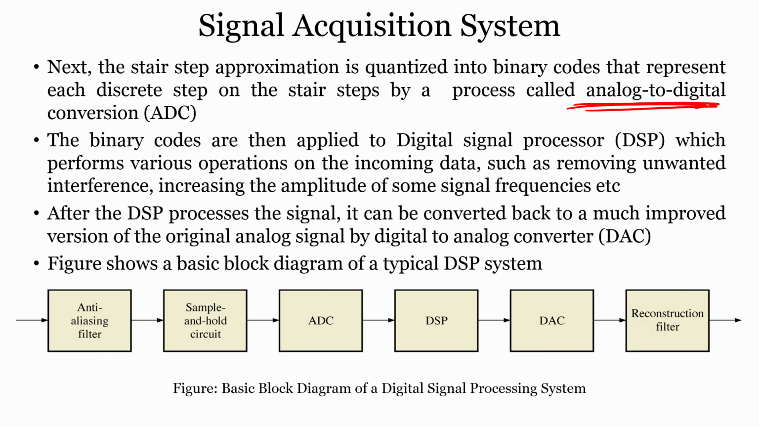The binary codes are then applied to the digital signal processor, which is right over here, and which performs various operations on the incoming data, such as removing unwanted interference, increasing the amplitude of some signal frequencies, etc.